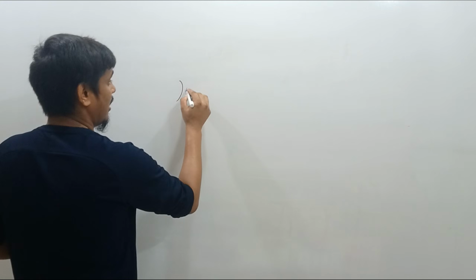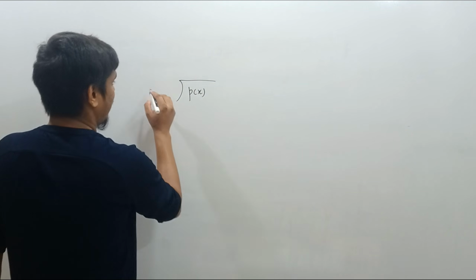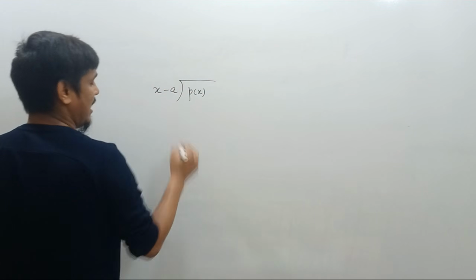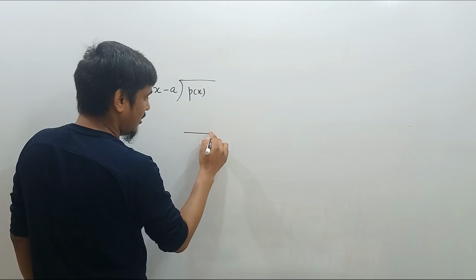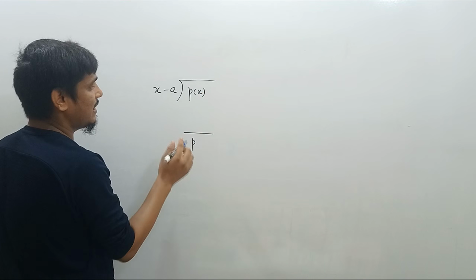Now let's move on to solving problems based on the remainder theorem and factor theorem. So what exactly the remainder theorem says is that if we have any polynomial, when we divide that polynomial by a linear factor x minus a, then the remainder will be the value of the polynomial at x is equal to a. For example, if I take a polynomial p(x) which I divide by a linear factor x minus a, we get a quotient as well as a remainder. Then the remainder is the value of this polynomial at x is equal to a.